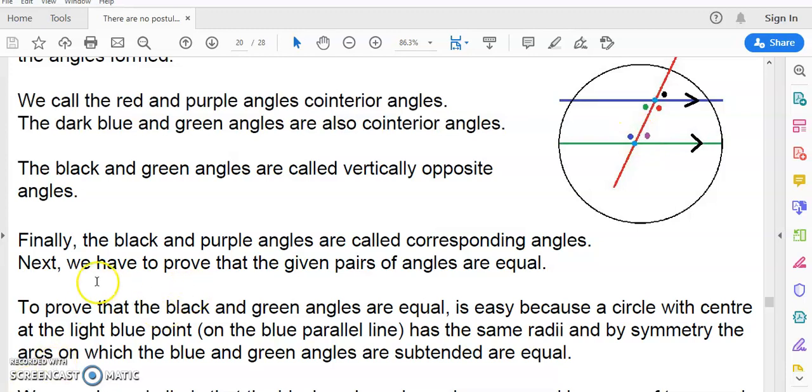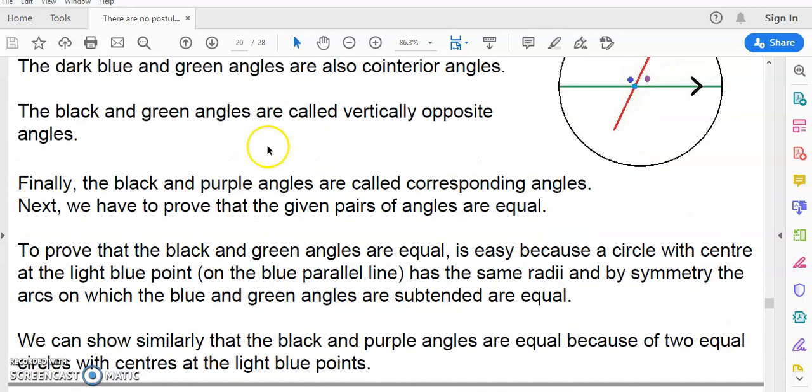Now, finally, the black and purple angles, this black and purple angle, are called corresponding angles. And what we need to do now is show that pairs of corresponding angles are equal, and alternate angles and so on. And we'll do that next.